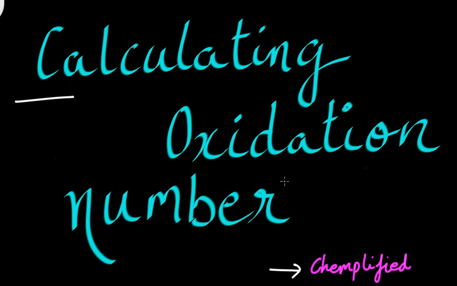Before we start this video, take a look at the previous video in which we talked about the rules and regulations that you have to follow to calculate the oxidation number. In this particular video we will choose different examples and we will try to find the oxidation number of one atom in that molecule. Let's start.